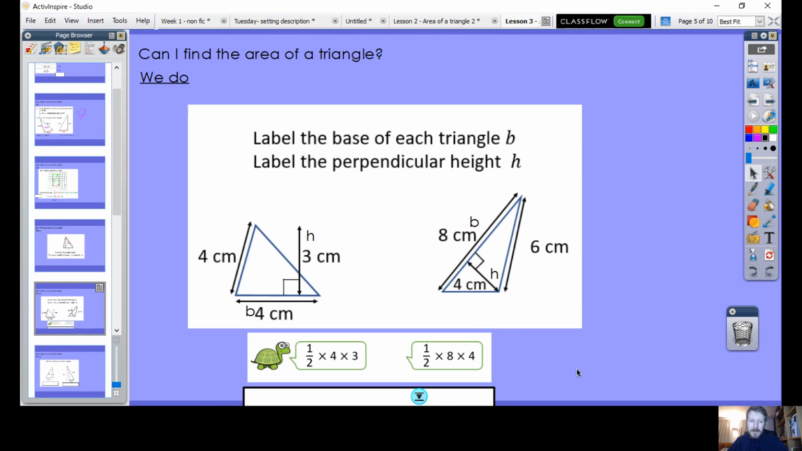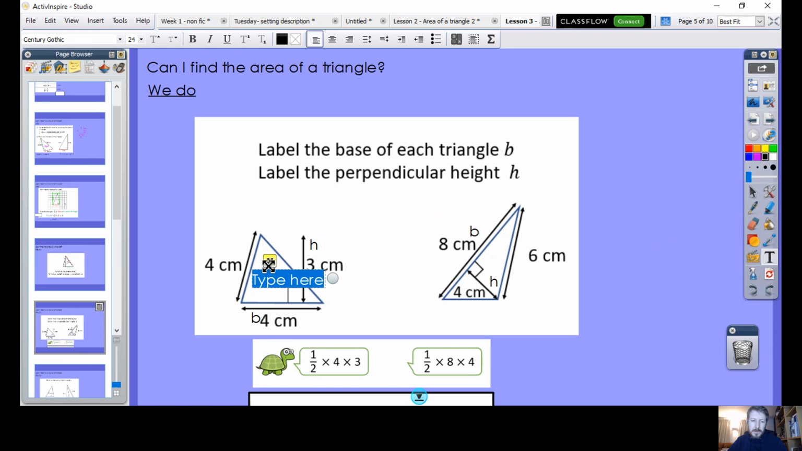And then we could work out the area. So we would do half the base multiplied by 3. So half of 4, which is 2, times 3. So the area of this triangle would be 6 centimeters squared. And then with this triangle, the base is 8, so we do half of 8, which is 4, multiplied by the height, which is 4, so the area of this triangle would be 16 centimeters squared.